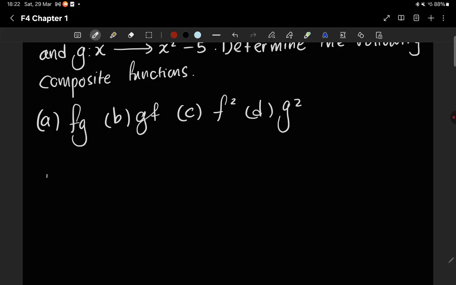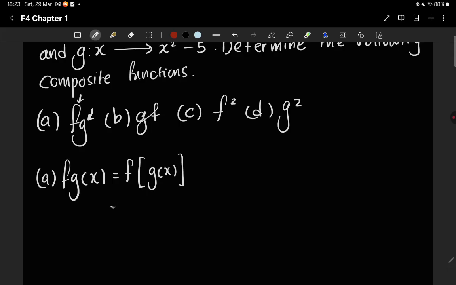Okay, so let's try to solve the first one, which is fg. Let's apply the concept that I explained earlier. As I mentioned, the one inside will be the first function, so that will be the object for our second function. So maybe you could rewrite it this way.